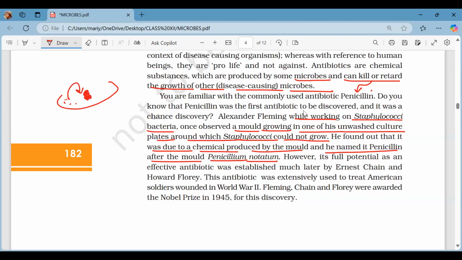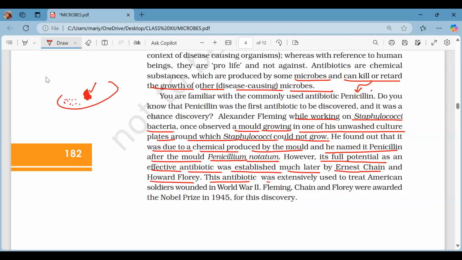Okay, I said the opposite thing. See here, the staphylococci was not able to grow, but the mold was growing. So the mold was actually killing the staphylococci in some way or the other. And this mold is usually a fungus. So this fungus was called Penicillium notatum. And the chemical it was making, he named penicillin. And then it was extracted, and its full potential as an effective antibiotic was established much later by Ernst Chain and Howard Florey.